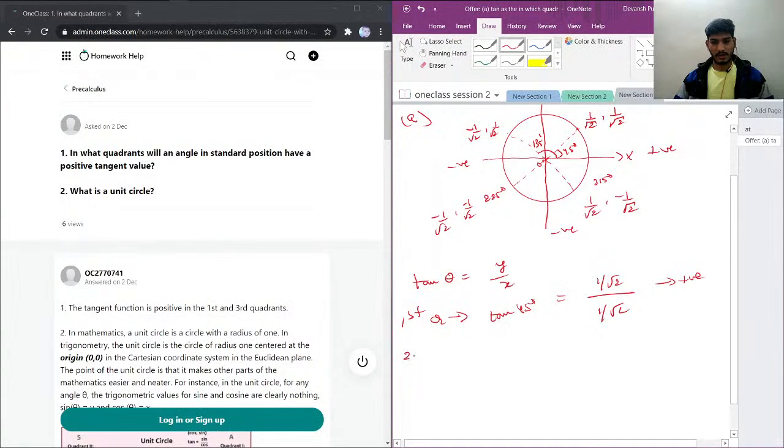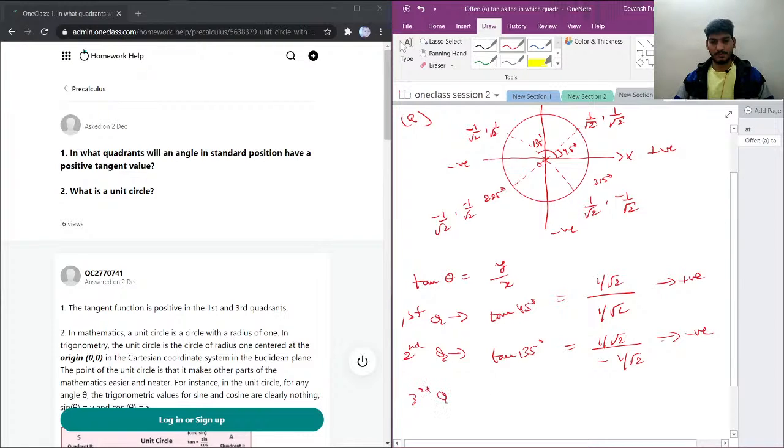For second quadrant, we have tangent of 135 degree. Now in this my x is negative 1 over root 2 and my y is positive, so this will become negative.